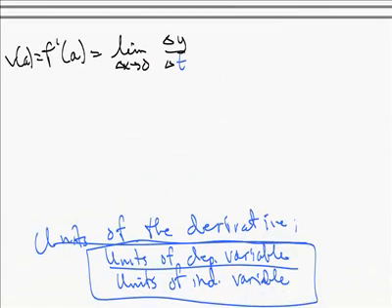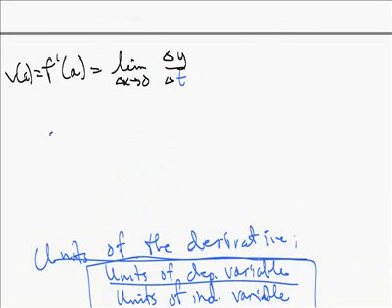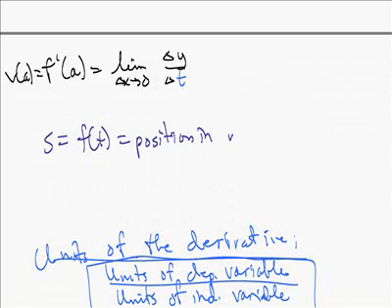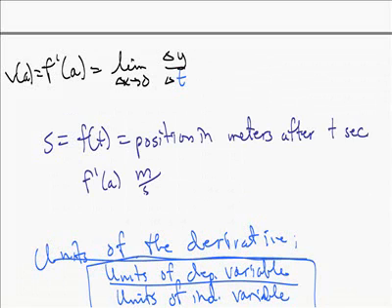In other words, like we said, if we have s equals f of t as a position, so the position in meters after t seconds, well then f prime of a will be given in meters per second. The unit of the output, which is meters, divided by the unit of the input, which is seconds.